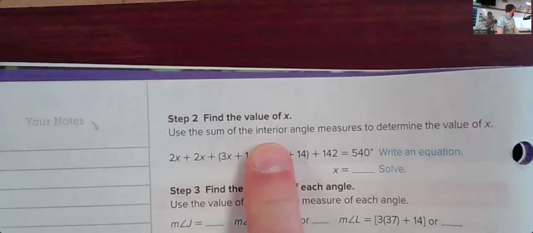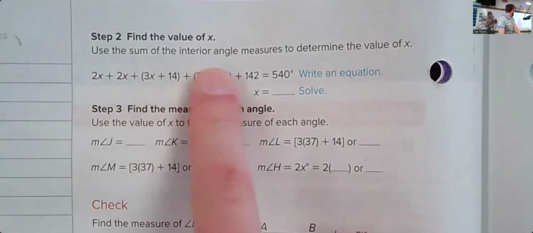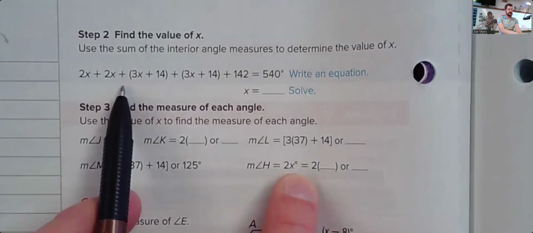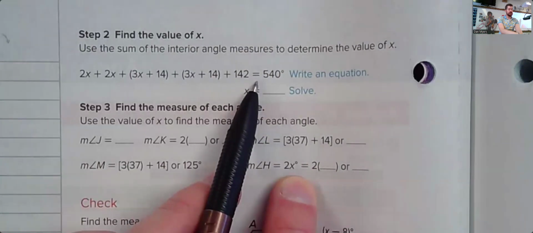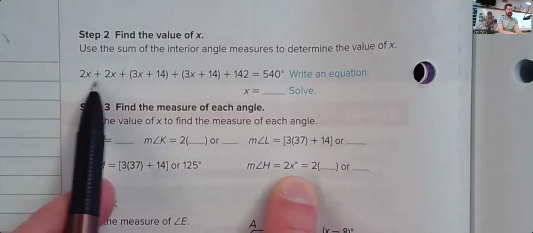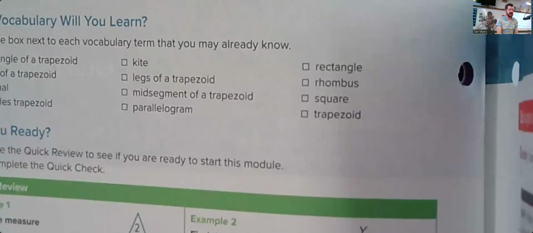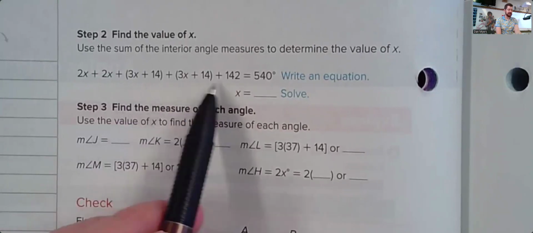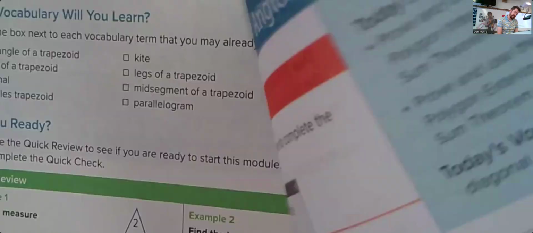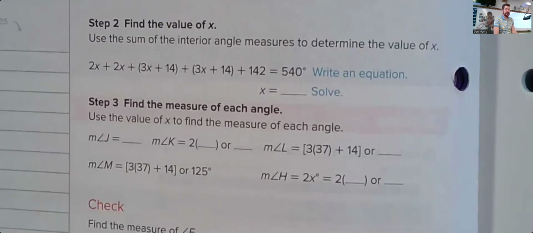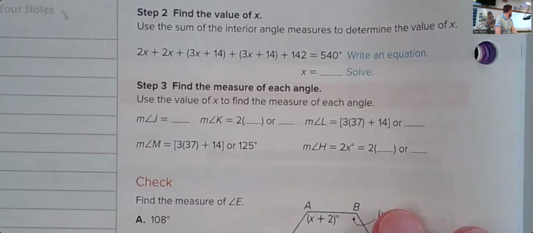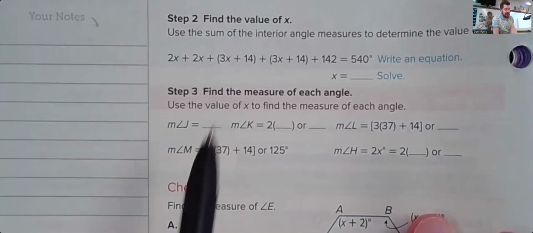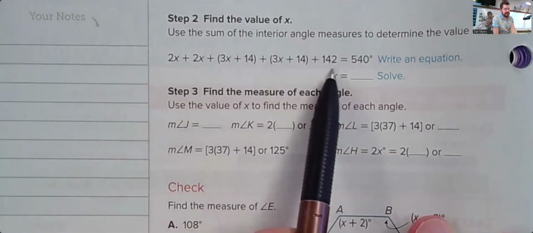So there's not a whole lot of difference here. Now, step 2, find the value of x. Use the sum of the interior angle measures to determine the value of x. So you'll notice here, all of the measures of the angles added together equal 540. 2x and 2x, those were the measures of angles H and K. So angle H plus angle K plus angle L plus angle M plus angle J equals 540. So let's do the math off to the side because it doesn't actually give us room there, but we get room on the side. So what do we have to do here on the left?